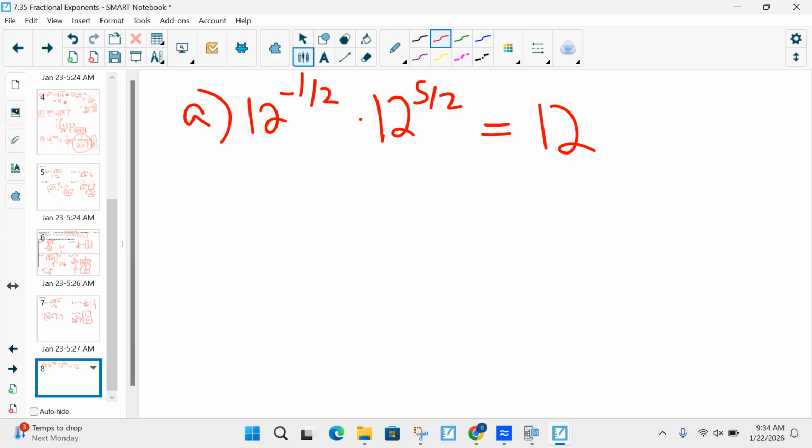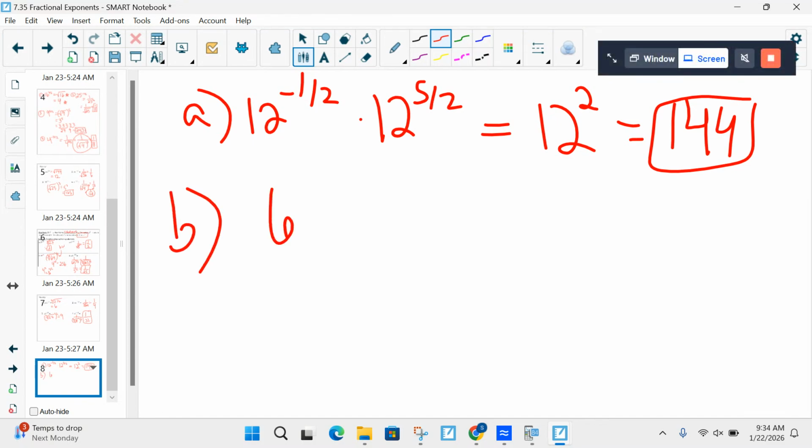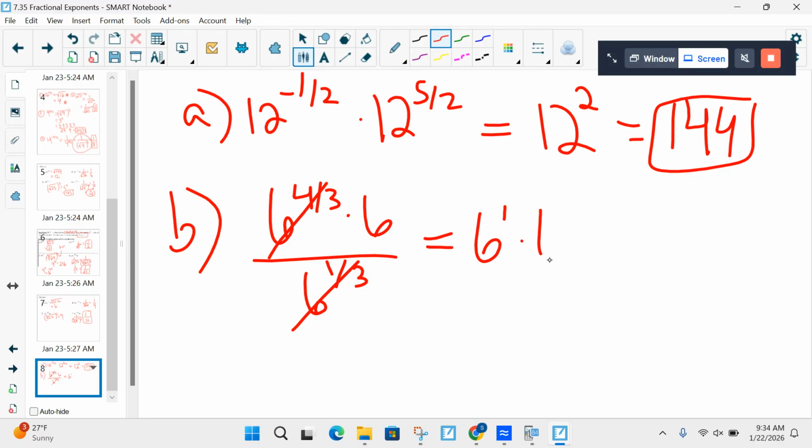It's to the second because it's 4 halves. Negative 1 half plus 5 halves is 4 halves, which is 2. So this is 12 squared, which ends up being 144. Okay, B. 6 to the 4/3 times 6 divided by 6 to the 1/3. I would look at this part first. What's 4/3 minus 1/3? 1. So if you simplify this, you get 6 to the first times 6, which is 36.